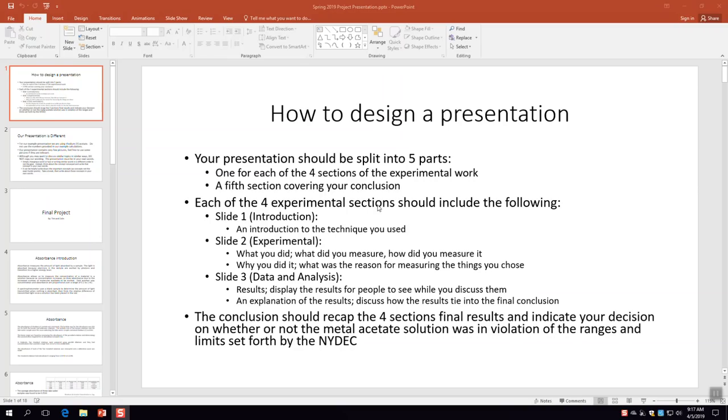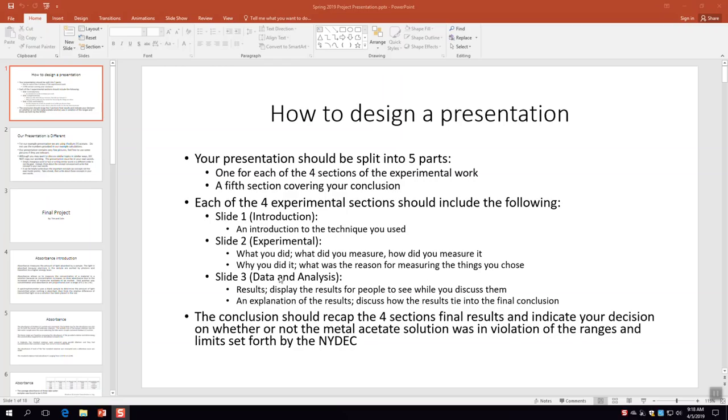Each of the 4 experimental sections should include the following: an introduction, so give some introduction to the technique that you used, and we'll go through each section and give our introduction. Slide 2 should be the experimental part, and what you did, what did you measure, how did you measure it, and why you did it, what was the reason for your measurements of the things that you chose. Again, we'll go through all of this.